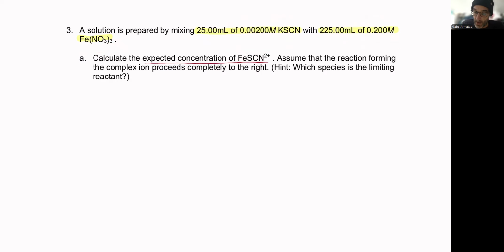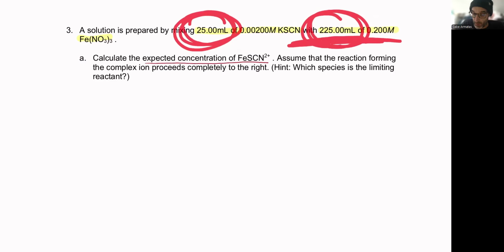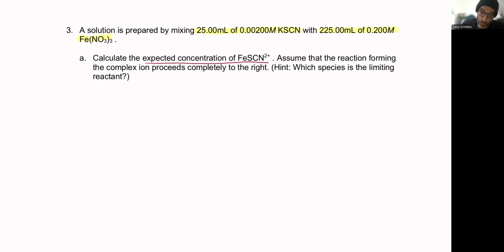So I have a ton of iron. Not to mention it's 1,000 times more concentrated, I also have a lot more of the iron in terms of volume. So we can assume that the iron is in excess. That means that the KSCN is limiting.